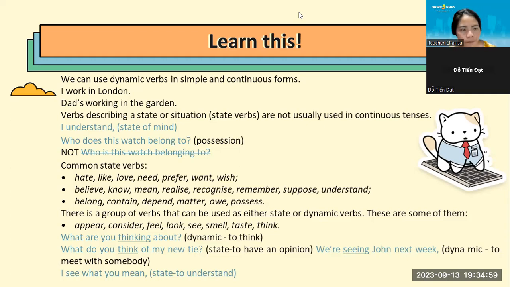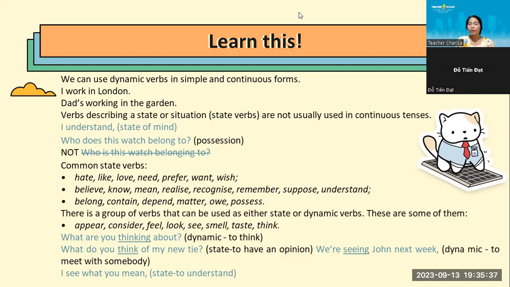So here, I understand. When we say understand, that is a state of mind, right? Who does this watch belong to? That's possession. So common state verbs: when we say common state verbs, these are the ones we use every day. Hate, like, love, need, prefer, want, and wish. Believe, know, mean, realize, recognize, remember, suppose, understand, belong, contain, depend, matter, owe, and possess.